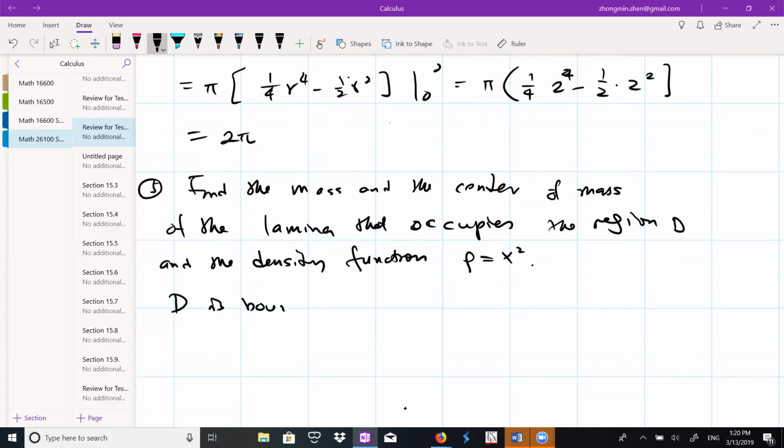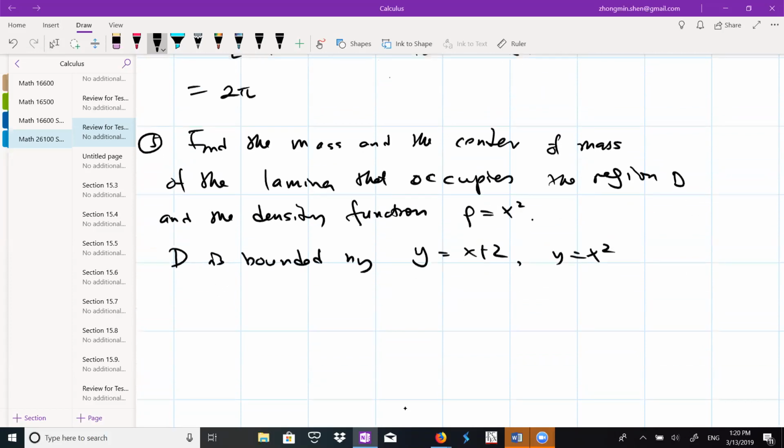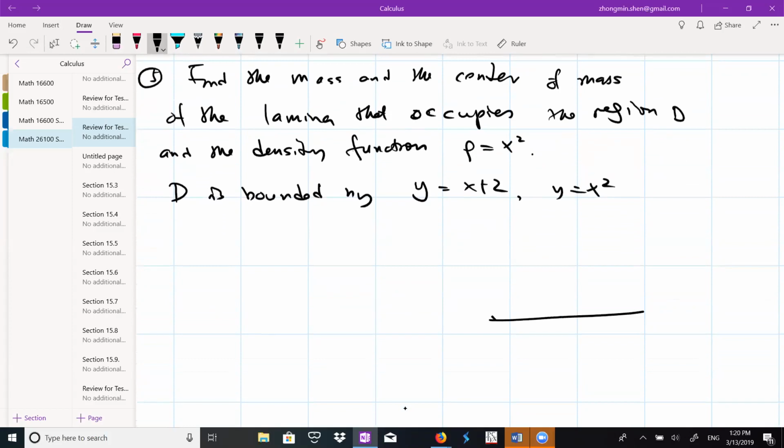Okay, what is D? D is bounded by y equals x plus 2, y equals x squared. Okay, so you have to draw the D first. All right, let's draw the D. So y equals x plus 2, y equals x squared. Okay, so you get 2 points, and this is D. Okay, there's no symmetry here. So clearly the center should be somewhere here, x bar and y bar, right? The center of mass.